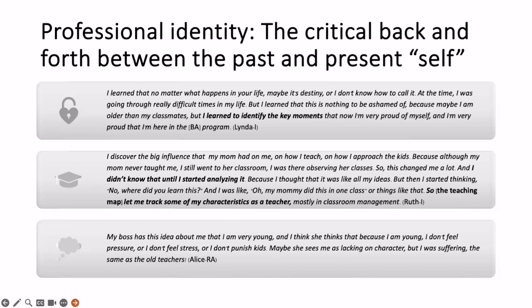Participants also, for example, were able to make connections between their current teaching practice and their past, as in the case of Ruth, whose mother was a pivotal influential figure in her development of professional identity.